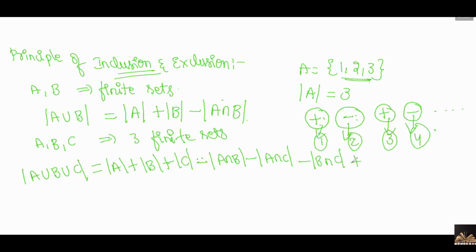Next will be taking three sets at a time. For that you will get plus. So A intersection B intersection C. That's it. Clear? Take down this.